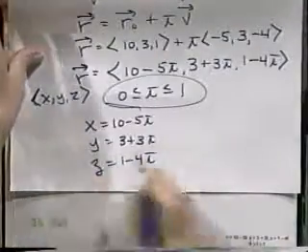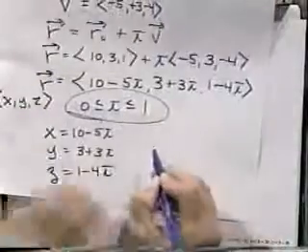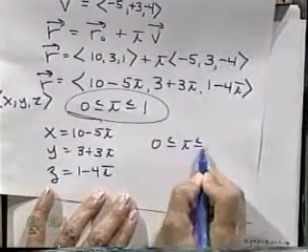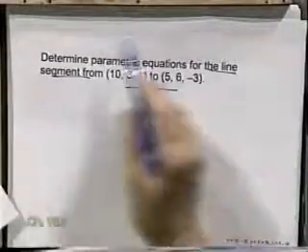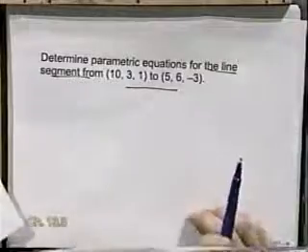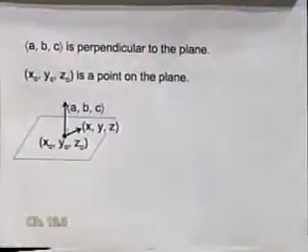The only difference is, since we just want the line segment, we just let t vary from 0 to 1. And that'll just give me the points that are in between. Okay? So this problem here is the exact same problem, but just let your t vary from 0 to 1 to get the line segment. Okay, we've got a couple more things to do.